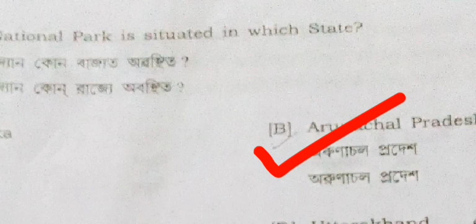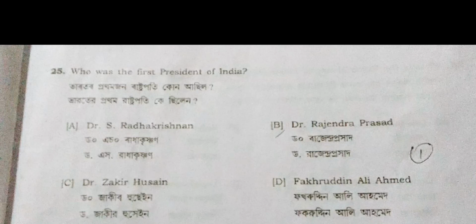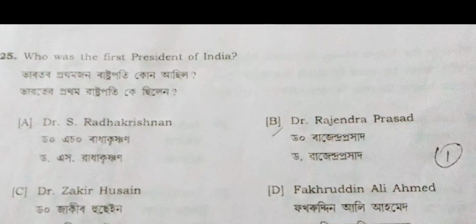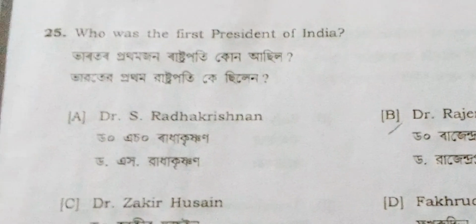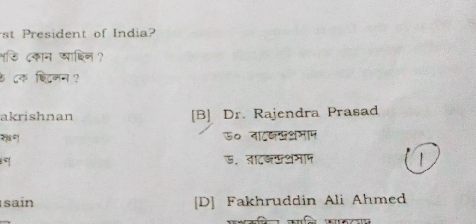The next question is, who was the first president of India? Is it option A, Dr. S. Radhakrishnan, B. Dr. Rajendra Prasad, C. Dr. Zakir Hussain, or is it D. Fakhruddin Ali Ahmad? The option is Dr. Rajendra Prasad.